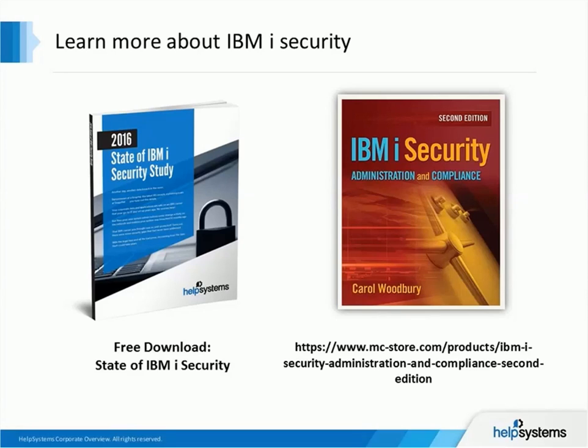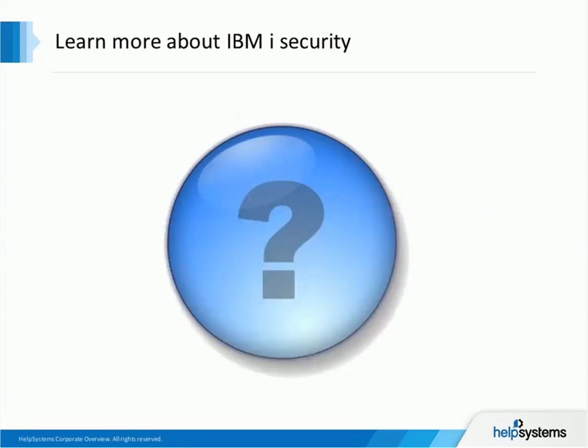So if you are not yet at 7.3, or if you're there and want to know what's new, this is great because it does include information about the new authority collection services that will help you set up object-level security. So lots of really great information there for you to use as well.